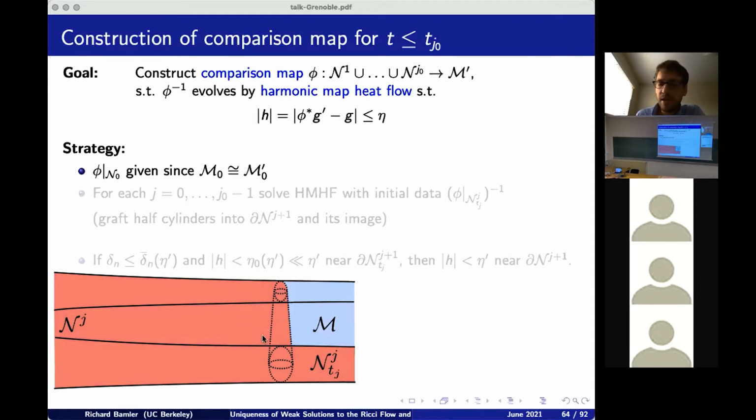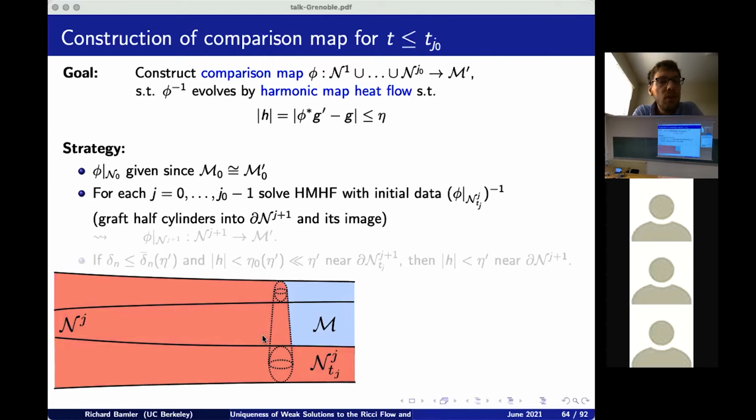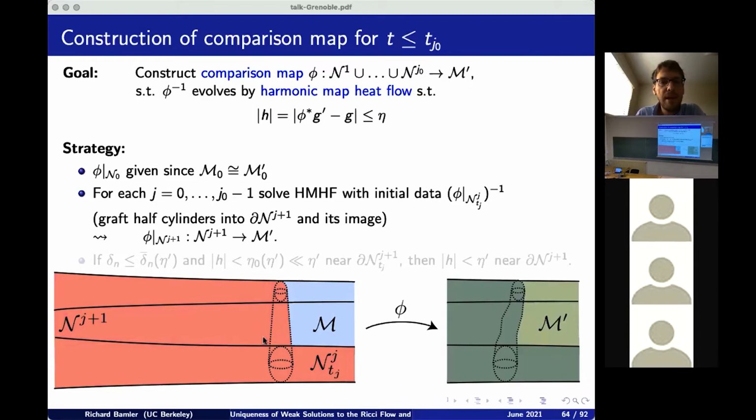So we will now need to solve the harmonic map heat flow for any time step with this initial data, and we have to solve it for the inverse of the map. So we have to find some kind of map from this domain into M prime, such that the inverse of this map, at least locally, we hope that it's locally defined, solves the harmonic map heat flow equation. Essentially, this means we need to solve the harmonic map heat flow equation with a boundary term here.